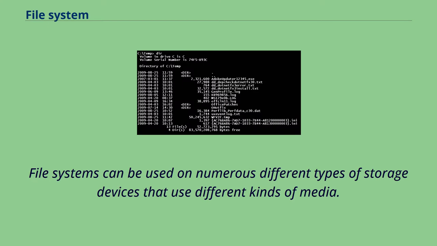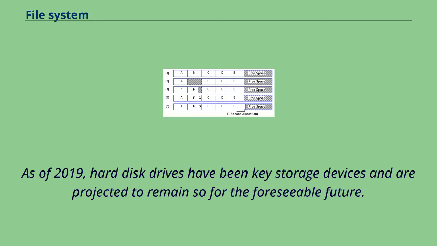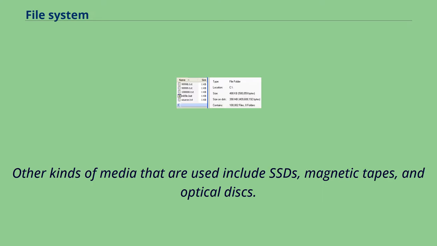File systems can be used on numerous different types of storage devices that use different kinds of media. As of 2019, hard disk drives have been key storage devices and are projected to remain so for the foreseeable future. Other kinds of media that are used include SSDs, magnetic tapes, and optical disks.